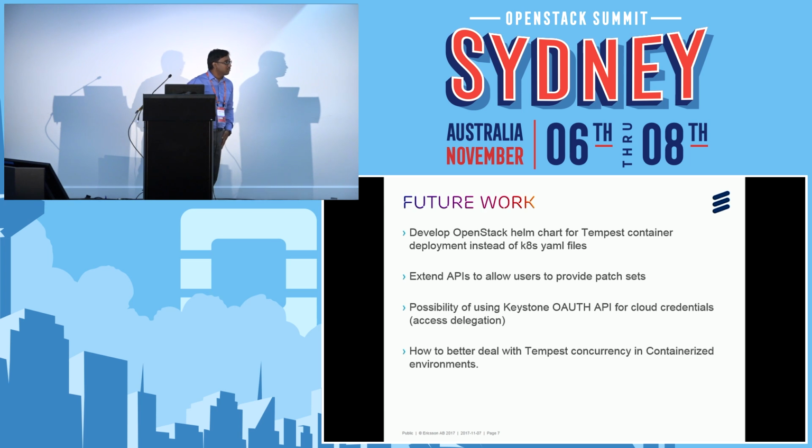The last point is on Tempest concurrency. Tempest can run test cases in parallel based on the concurrency settings, and of course you should have the number of cores on your server. There is nothing wrong with the architecture I have shown earlier, because Docker or Kubernetes can see all the cores on your server. Even if it's a single container, it can see all the cores and run the test cases in parallel.